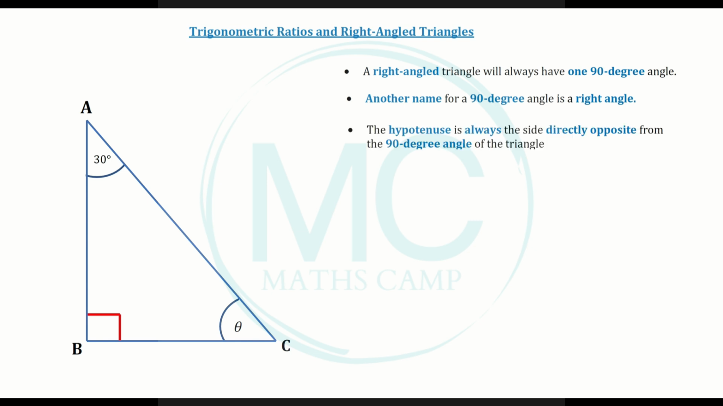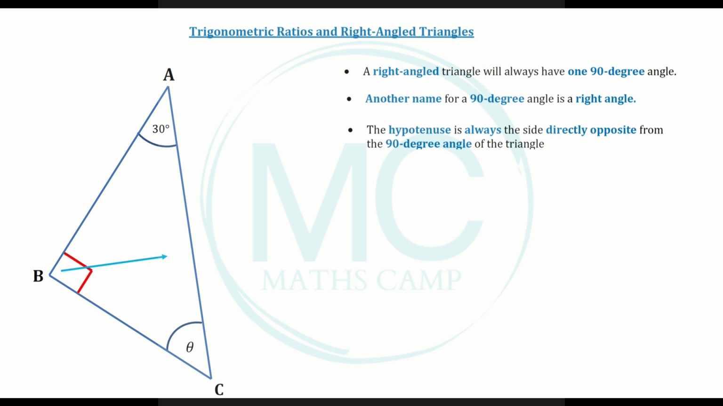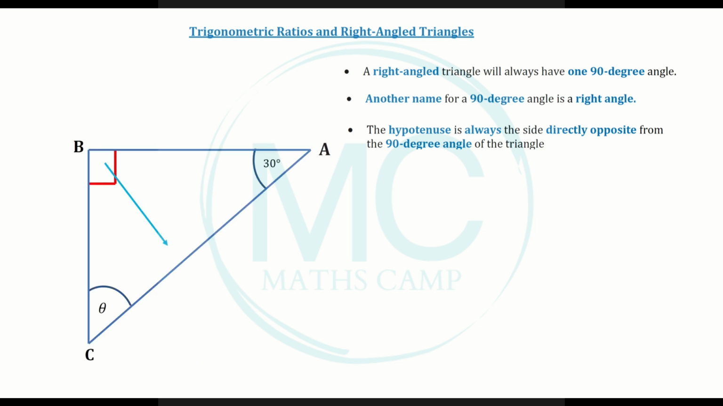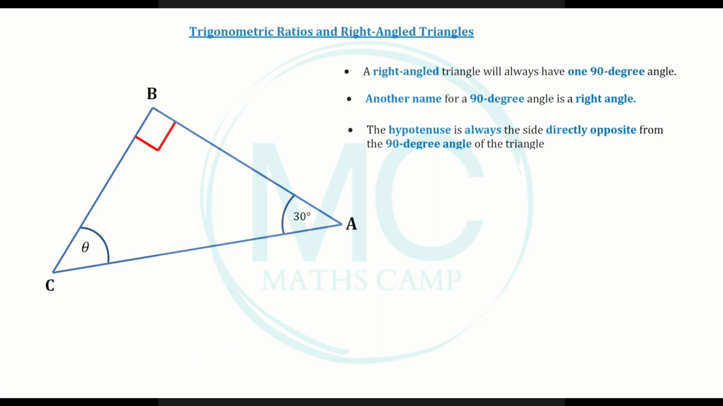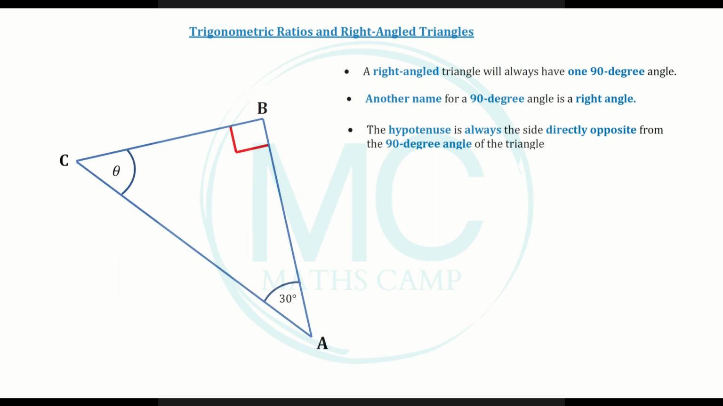The hypotenuse is always the side directly opposite from the 90-degree angle. So on our triangle, we can write hypotenuse over here. No matter where the 90-degree angle is in the triangle, the hypotenuse is always the side directly across from it.